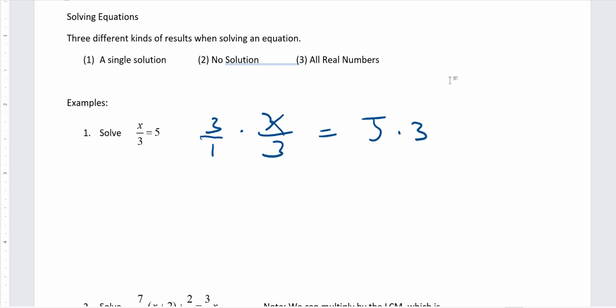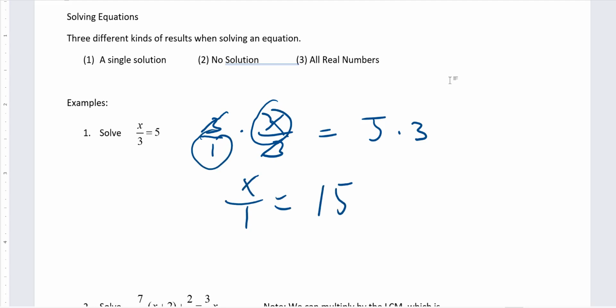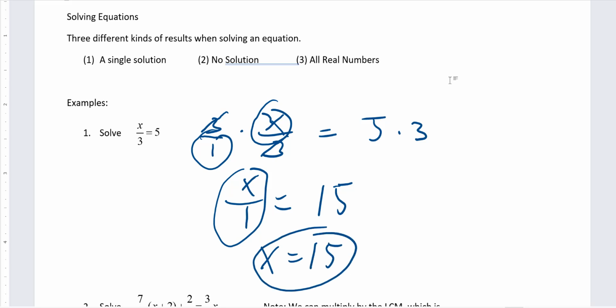Now, there's a rule about multiplying fractions. When you're multiplying fractions, you can cancel things diagonally. So that allows me to cancel the 3 on the top with the 3 on the bottom. I end up with x over 1. On the right side, I have 15, but anything over 1 is just itself, and that tells me x equals 15, and that is the answer.